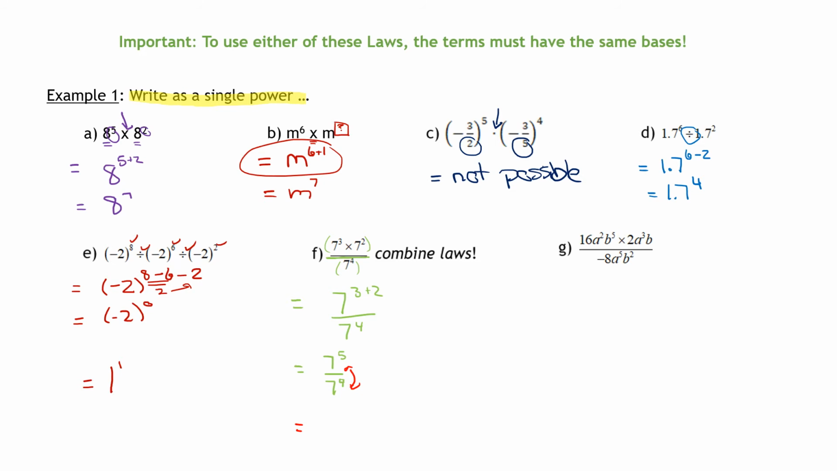Let me switch back to green there, sorry. Division. So that's 7 to the, base is 7. That's the same base, 5 minus 4. That's 7 to the power of 1, which you can also write as 7 if you want to.